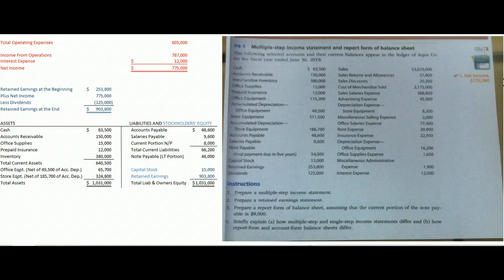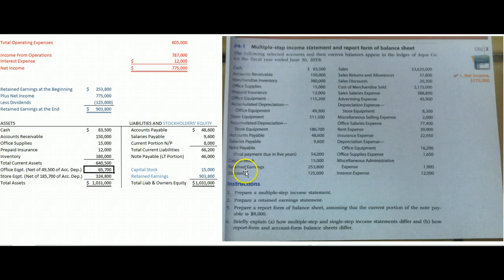The book asks us to create the balance sheet in report form, which means assets on the top and liabilities and equity on the bottom, but I'm going to do it this other way. I'm going to do it in account form. On the left-hand side are things that we own. Cash, accounts receivable, office supplies, prepaid insurance, inventory, for total current assets of $640,500.